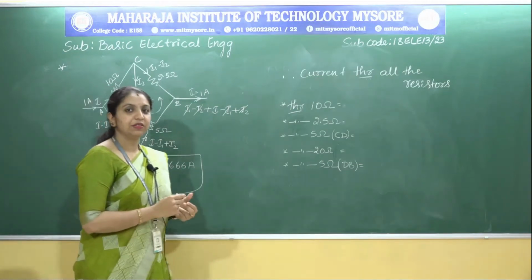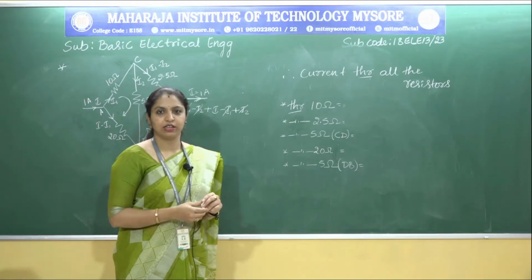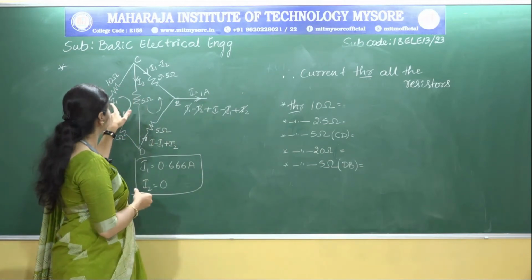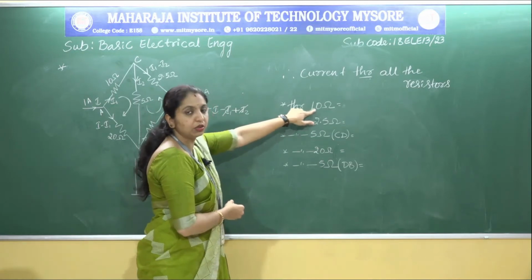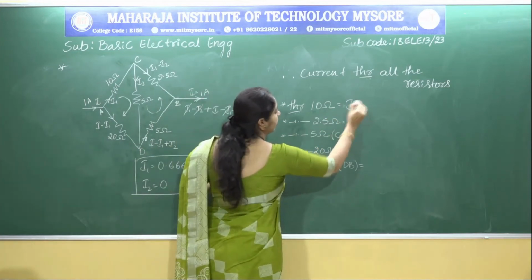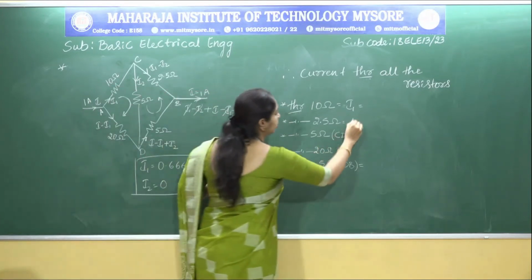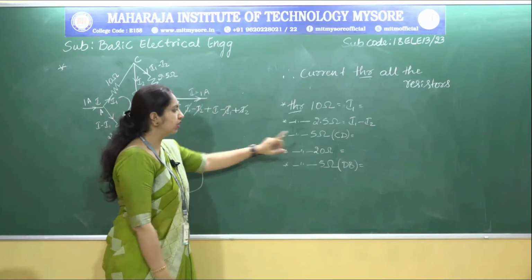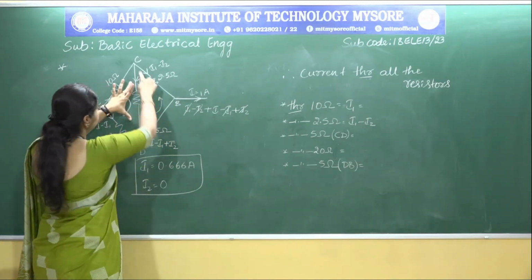After calculating the values of I1 and I2, we need to calculate the current through all the resistors. Let me take the first one: the current through the 10 ohm resistor, which is I1. The current through the 2.5 ohm resistor is I1 minus I2. And for the current through the 5 ohm resistor, because there are two 5 ohm resistors, I have just mentioned this as C to D.